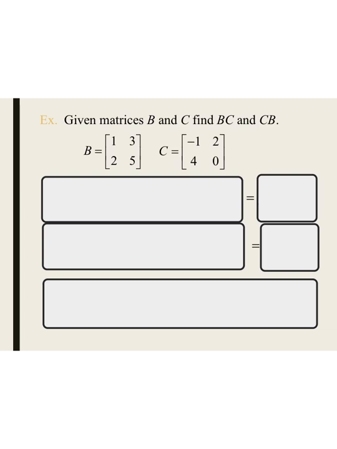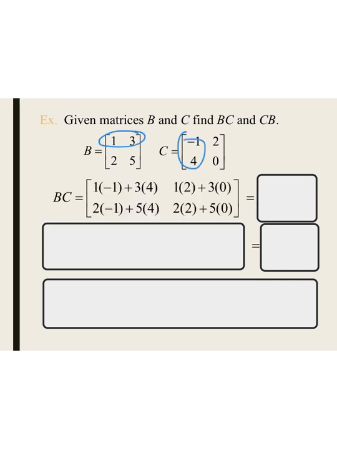All right, in this example, we're going to go ahead and multiply B times C and then multiply C times B and see if it can establish any connection or not. So when I multiply B times C, again, we're going to do the same process. I'm going to multiply my first row of B times the first column of C. And you can see that we have that here. So I have 1 times negative 1 plus 3 times 4. Then we're going to take that first row and we're going to multiply it by the second column. So I end up having 1 times 2 plus 3 times 0.